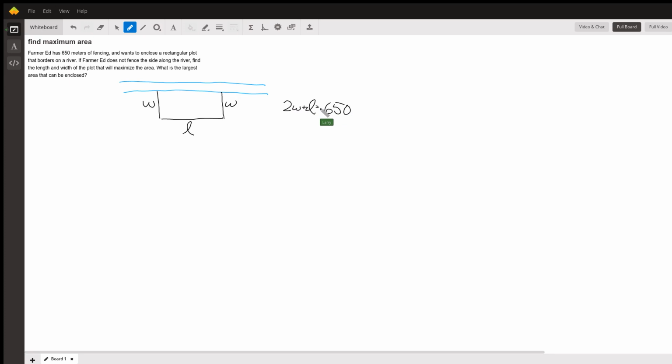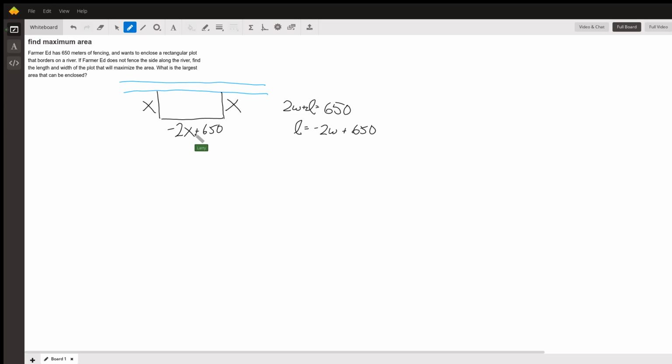We're going to solve for l so we can get rid of that variable. L equals negative 2w plus 650. And so we're going to replace a couple things here. We're going to replace l with negative 2w plus 650. I'm going with the algebraic convention of listing the variable first before the constant. And then let's replace the w with x. Let's just call it x. And negative 2x plus 650. So we can get into our usual quadratic mode.